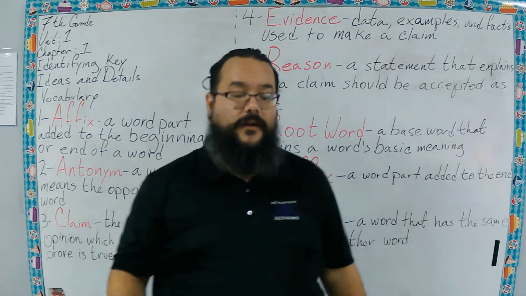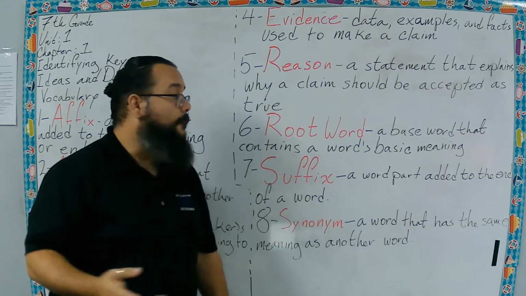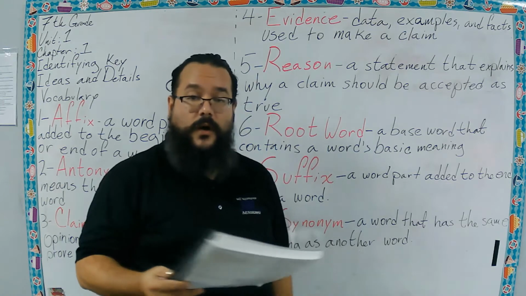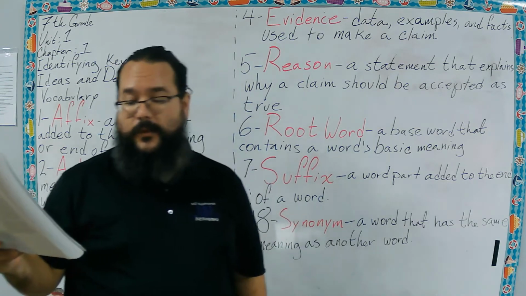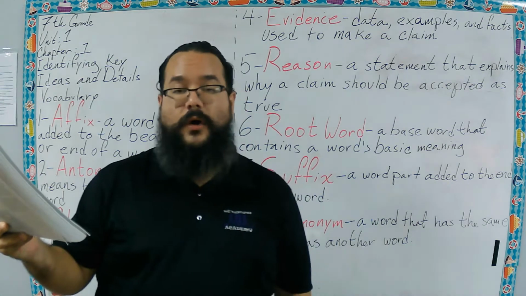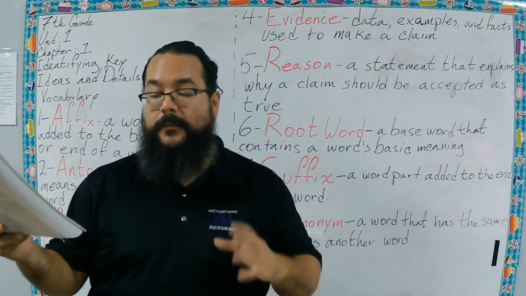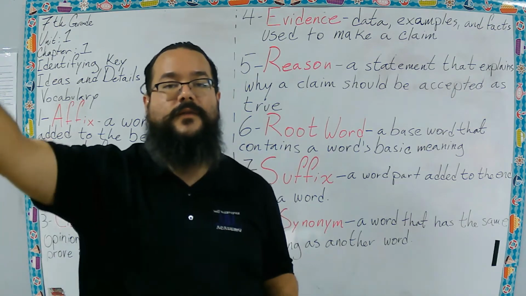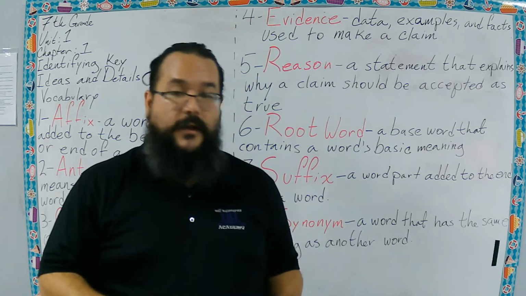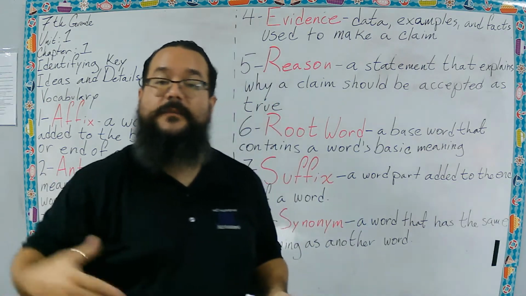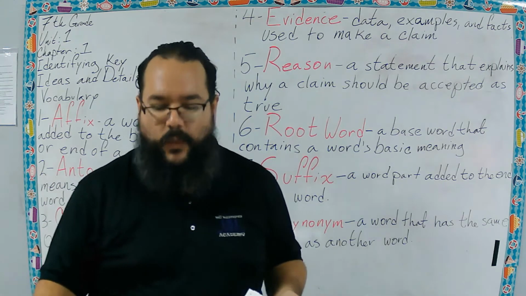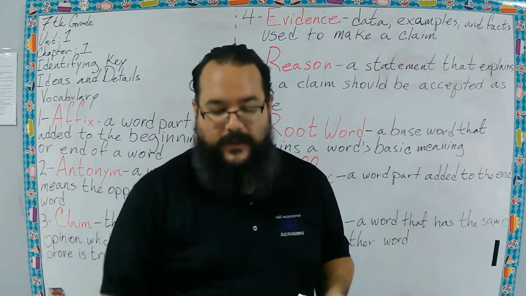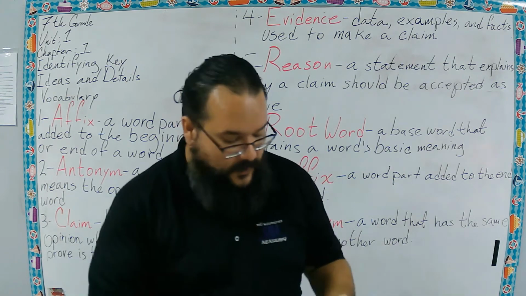Start here. Root word, a base word that contains a word's basic meaning. For example, the root word of both portable and porter is port, meaning to carry. Port means to carry something, right? So portable means something you can carry with you somewhere else. Porter is someone that helps you carry something, or someone that opens the door for you. They wait for you to be in front of a door or a gate where they can open the door for you. Let's continue.